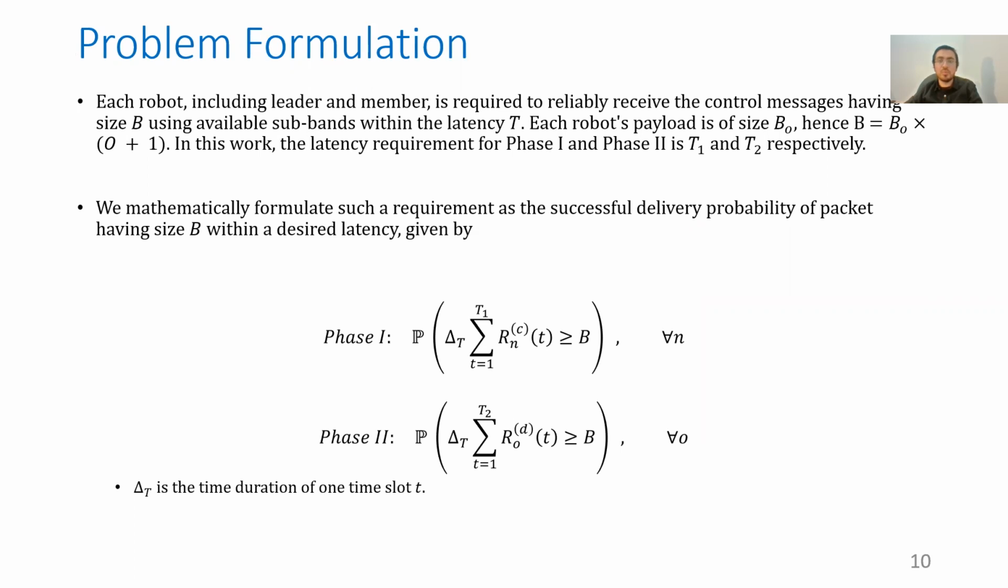So moving on to the problem formulation, each robot is required to receive the cluster's control messages of size P within this time latency T. So we formulate the requirement as the probability of successful delivery of a packet having size P, and it is shown in these formulas.